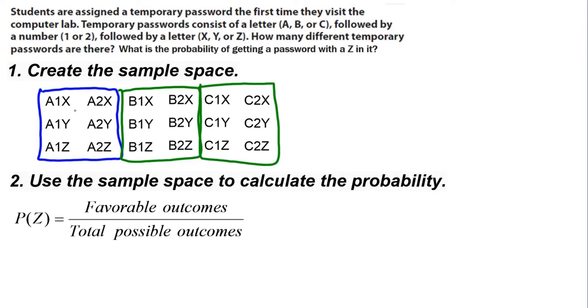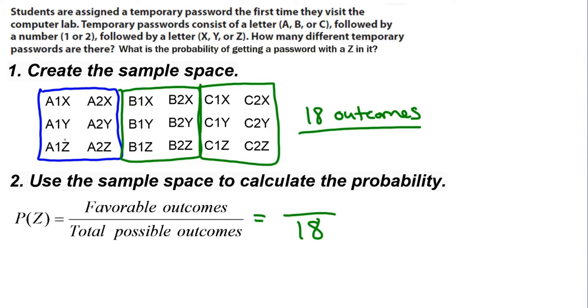So then that gives me a total of 18 outcomes. And again, that is super important to find out first. There are 18 possible outcomes. Now I'm looking for the probability of getting a code with a Z in it. So I know that there are 18 possible outcomes, and now I just look through my sample space to find how many of these outcomes have a Z in them.